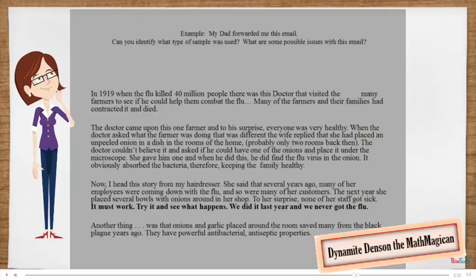The doctor came upon this one farmer, and to his surprise, everyone was very healthy. When the doctor asked what the farmer was doing that was different, the wife replied that she had placed an unpeeled onion in a dish in the rooms of the home, probably only 2 rooms back then. The doctor couldn't believe it and asked if he could have one of the onions and place it under the microscope. She gave him one, and when he did this, he did find the flu virus in the onion. It absorbed the bacteria, therefore keeping the family healthy.